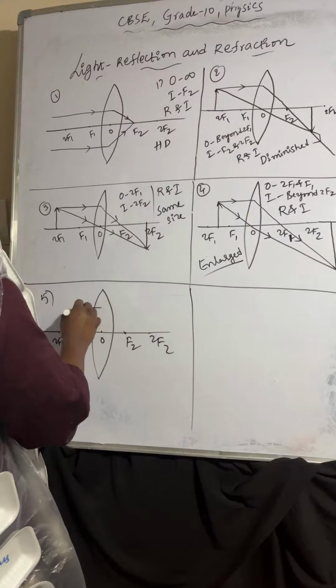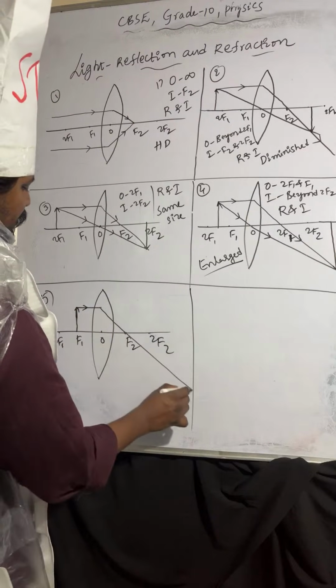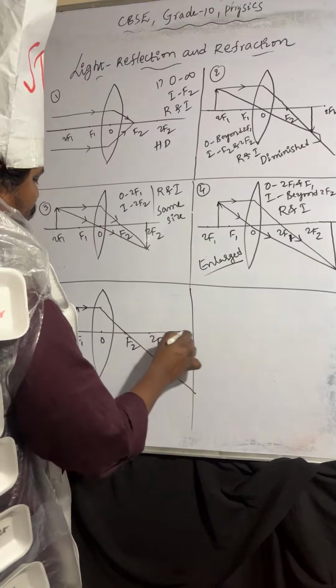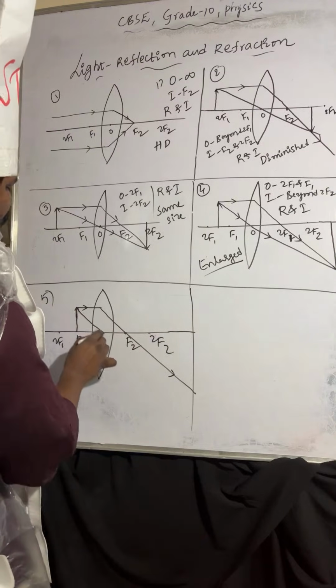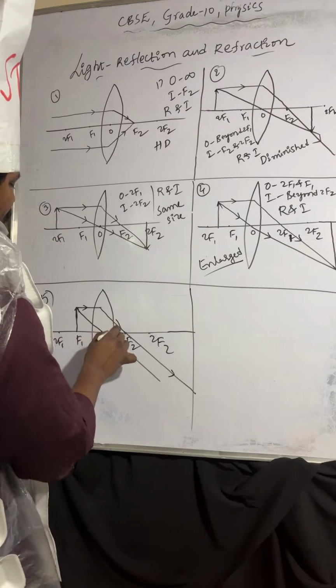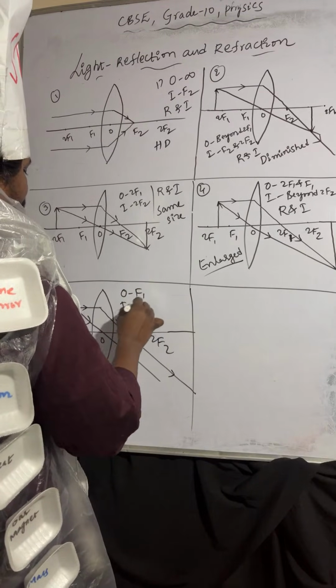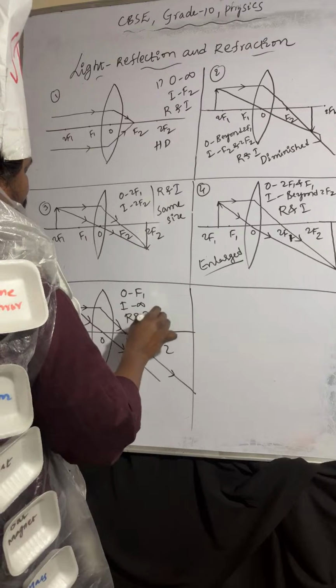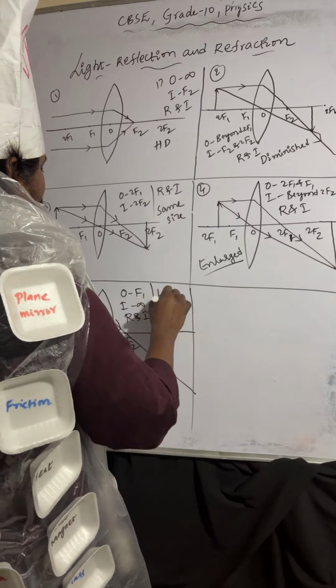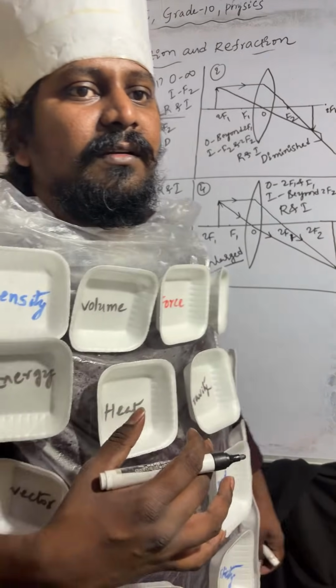One light ray I am taking like this, it passes through focus, and another light ray is passing through optic center. Those light rays will meet at infinity. Object is at F1, image is formed at infinity, nature of the image is real and inverted, size of the image is highly enlarged. And coming to the sixth one.